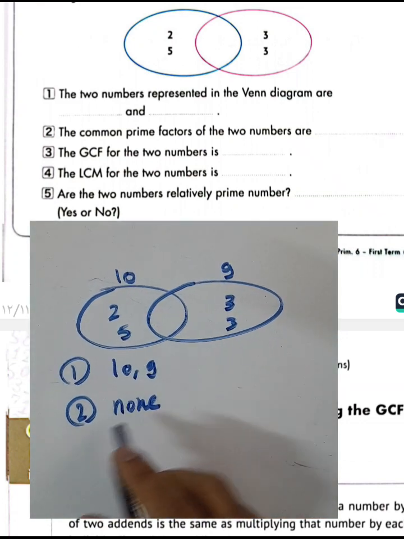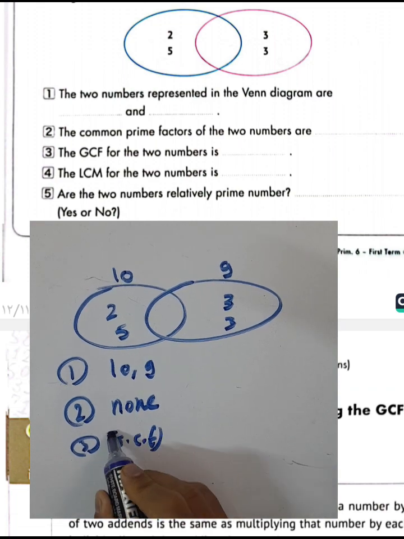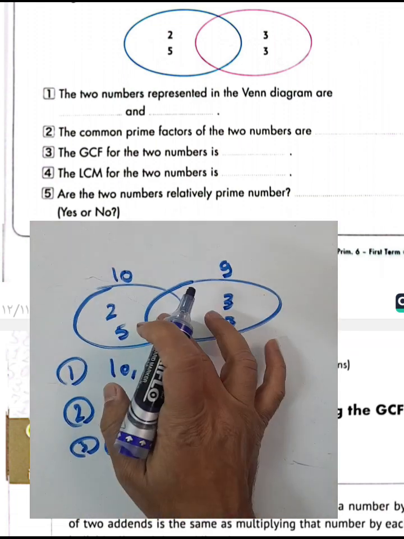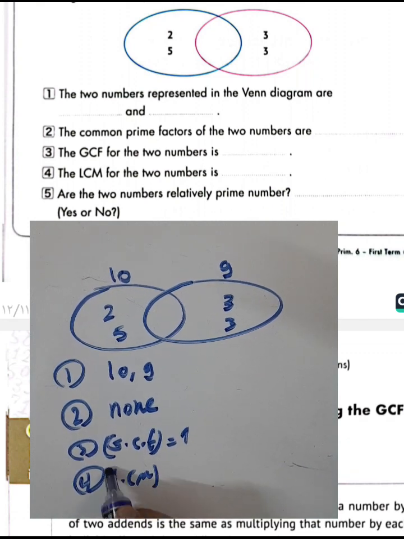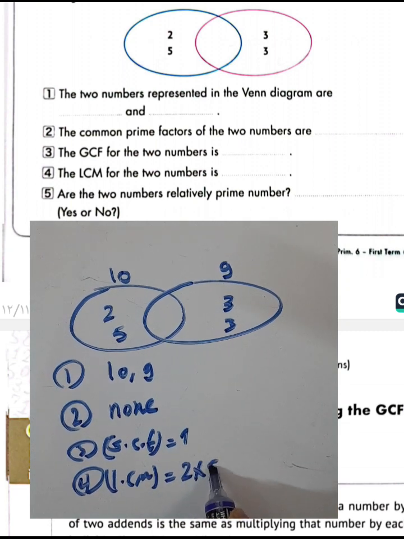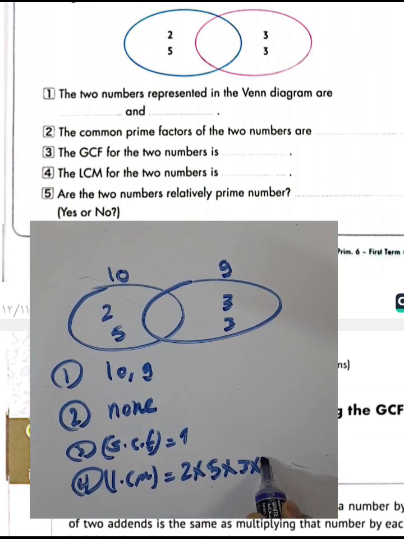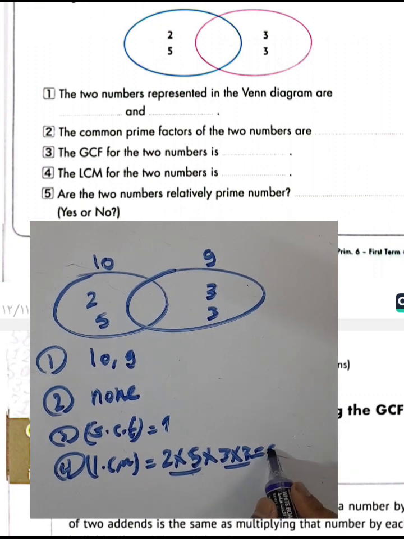Okay, question number 3, the greatest common factor, it will be 1. Here, it refers to 1. Question number 4, least common multiple: 2 times 5 times 3 times 3. 2 times 5 is 10, 3 times 3 is 9. 9 times 10 equals 90.